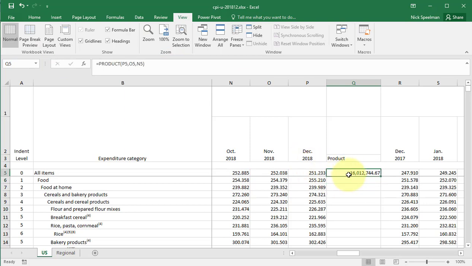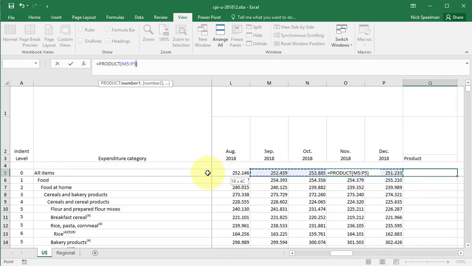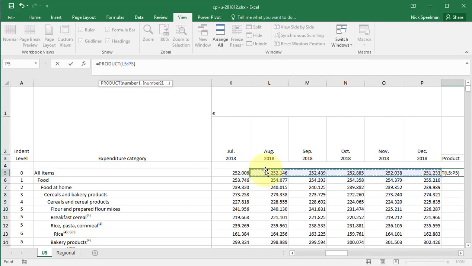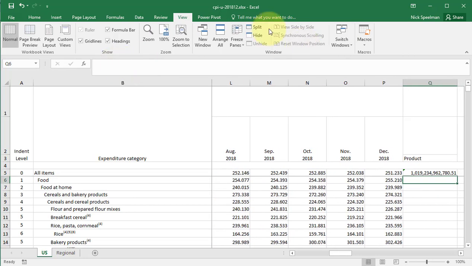And that saves you a little bit of typing. I can make this even easier on myself, and instead of typing out each cell, I can just select the range of cells I want. So L5 through P5, cells L5 colon P5 means every cell between L5 and P5. Hit enter, and there's my result.